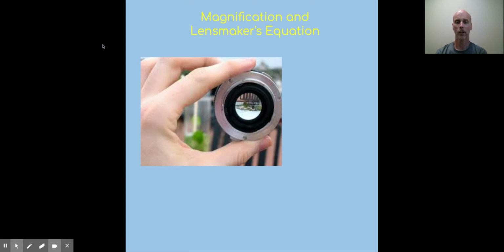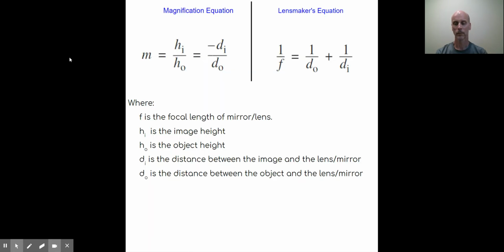Hey, today we're going to look at the magnification and Lensmakers equation, two equations that apply to curved lenses and curved mirrors. So let's jump right into it. This is the magnification and Lensmakers equations. Let's start on the left here with the magnification equation.